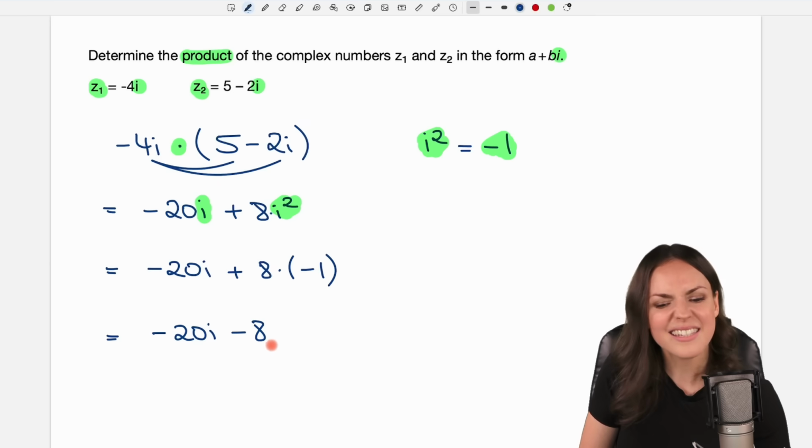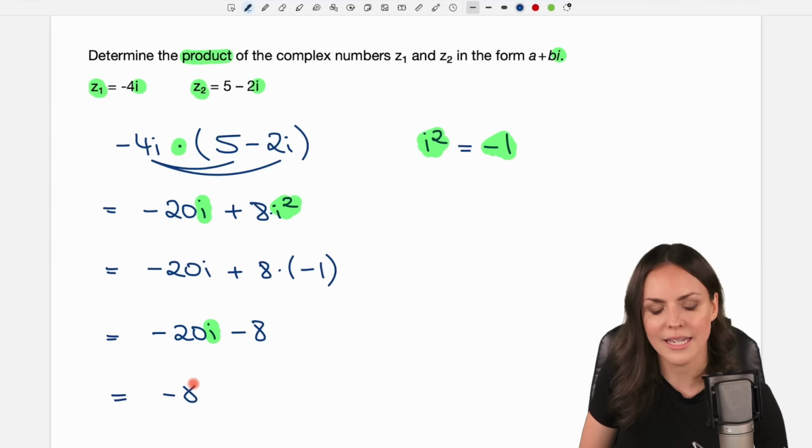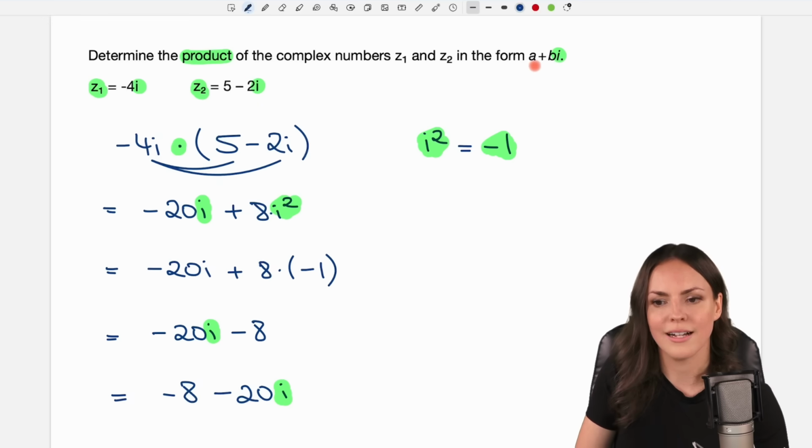And this is the algebraic form, although here the i part is at the beginning, and usually you want to have the i part at the end. So we just switch these two so that we have the real part, the negative 8 at the beginning, and then the imaginary part with the i at the end. So we have negative 8 minus 20i here, and this is the perfect form of this algebraic form of a complex number.